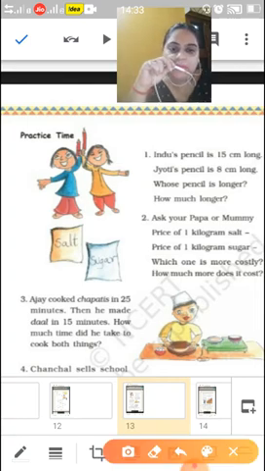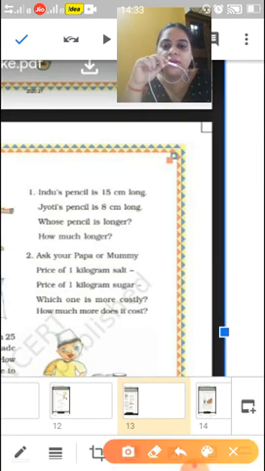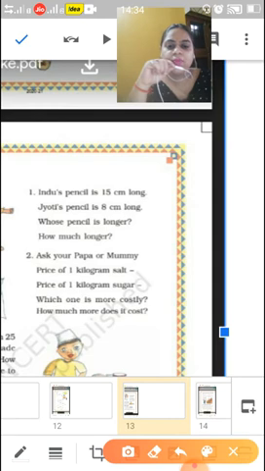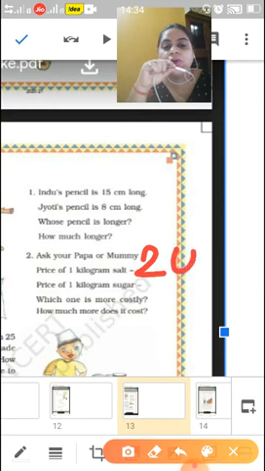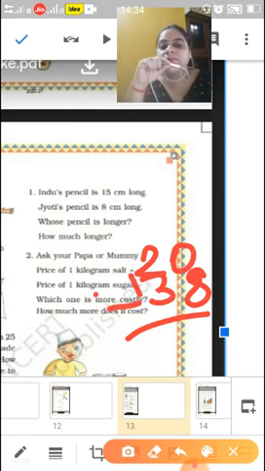Ask your papa mummy the price of 1 kilogram of salt and 1 kilogram of sugar. Which one is more costly? So children, 1 kilogram salt is, I hope you all know, 20 rupees, and sugar is 37 or 38. I hope 38 it is. So your answer would be minus.